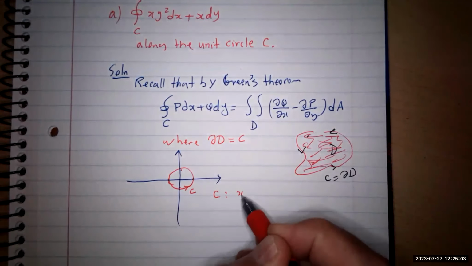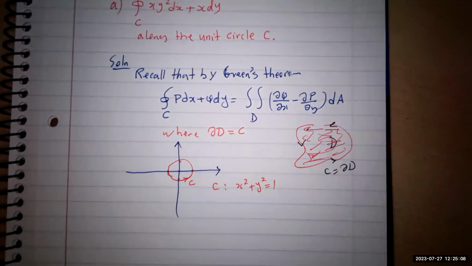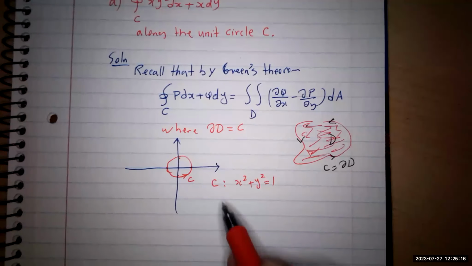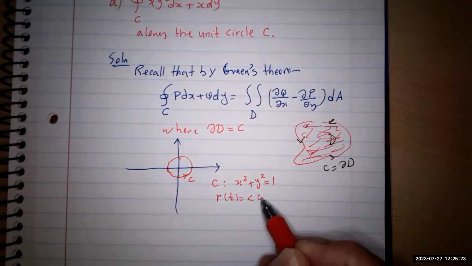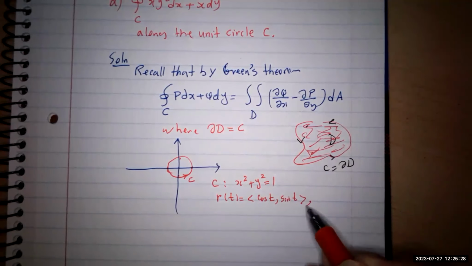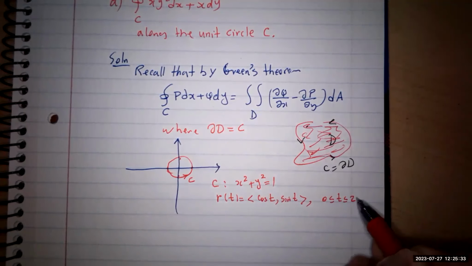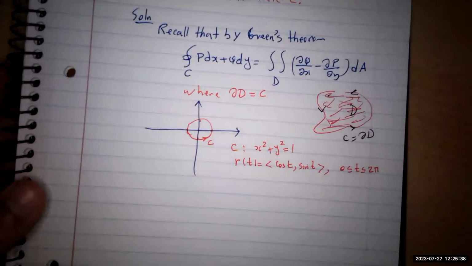If you are interested in the Cartesian form, you can write it in Cartesian form. And if you are interested in the polar form, you can write it down in polar form, with r of t equal to cosine of t and sine of t, when t is between 0 and 2 pi. So these are two different formats, and then you're ready for it.